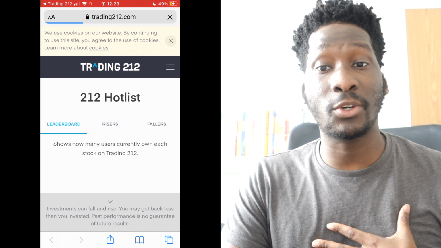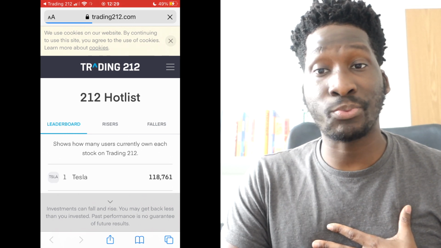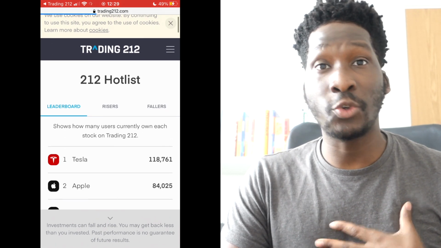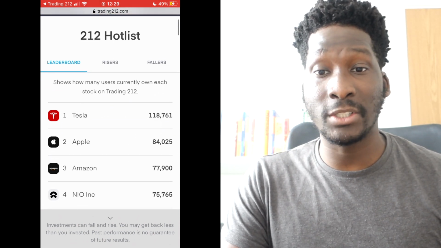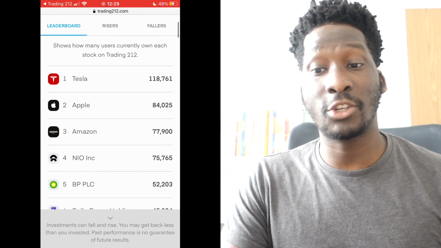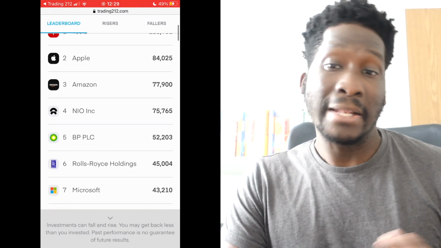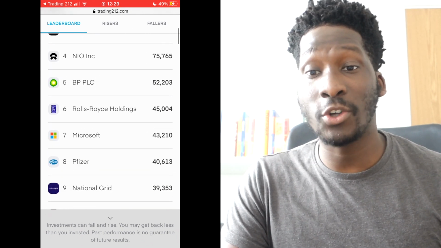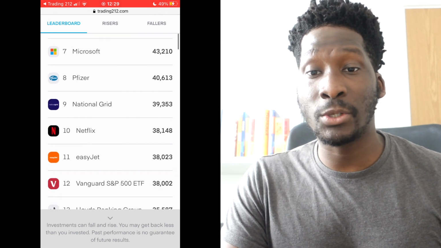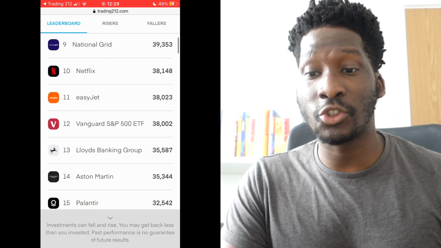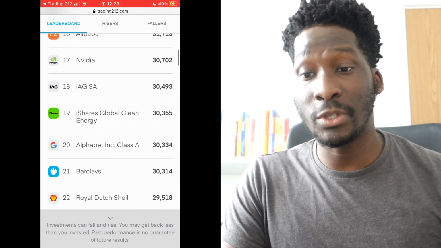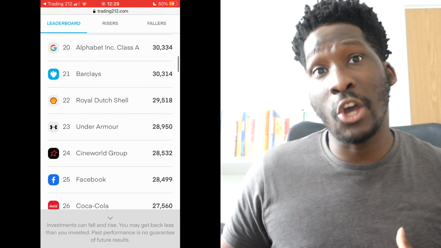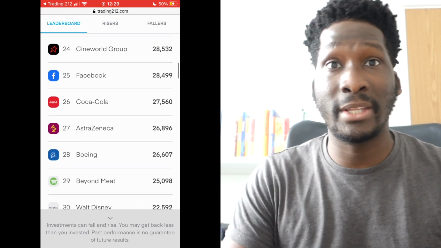And just the last thing before we finish off, guys, they've got something called the 212 hot list, and I'll briefly go through this very quickly. It shows you what other people are investing in, where other people are throwing their funds as well. As you can see, Tesla is right at the top of the leaderboard, and there's a reason why, because Tesla's hot at the moment. Apple number 2, Amazon number 3, Neo stocks number 4. It also shows you the loser stocks, who's rising and who's losing money. This really helps you determine what's going on, where other people are putting their funds as well.